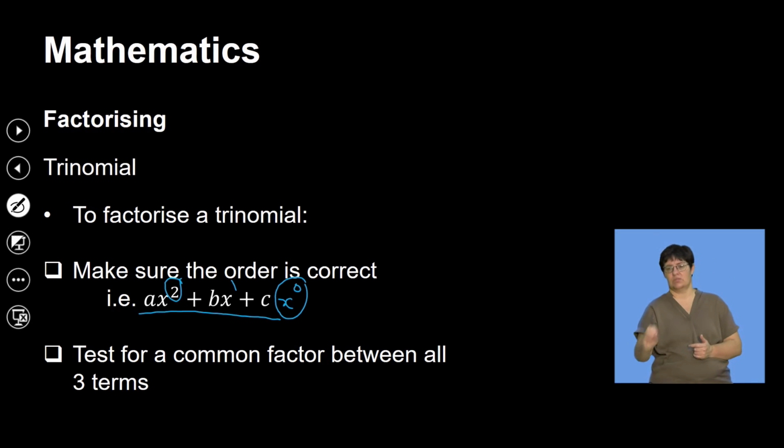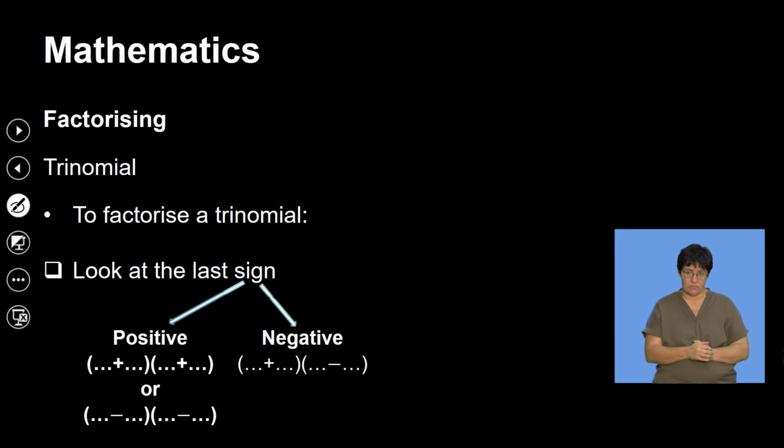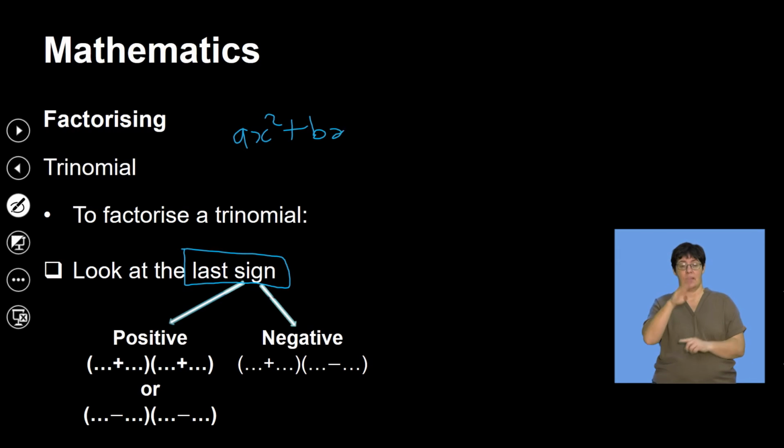Number 2, make sure that you test for a common factor. Can I take out a common factor in all these 3 terms that I have? If yes, do it. If not, then you're going to go straight to the following thing that I'm going to tell you now. If you can't take out a common factor, you look at the last sign. What do I mean by last sign? So ax squared plus bx plus c. The plus c, this plus there, that's the sign I'm talking about. You look at the sign of the last term.